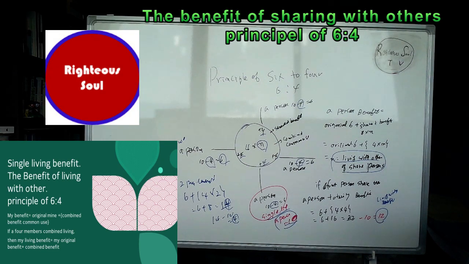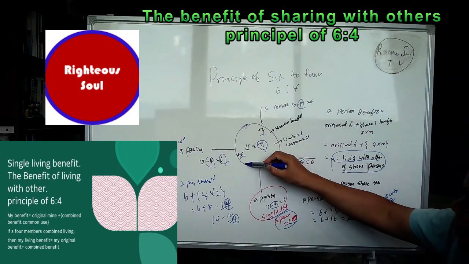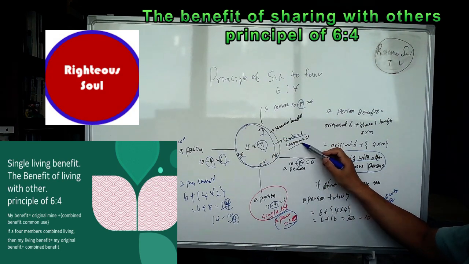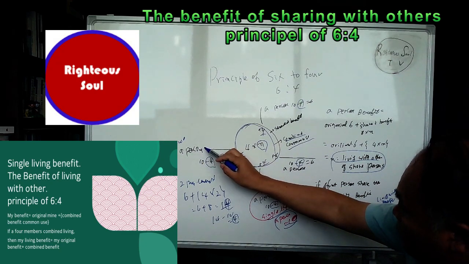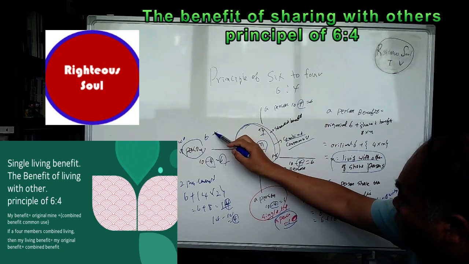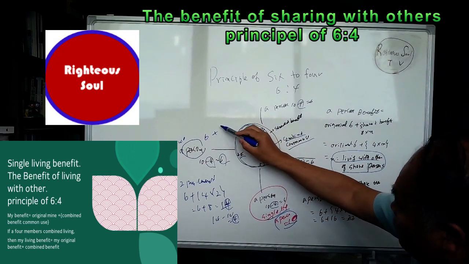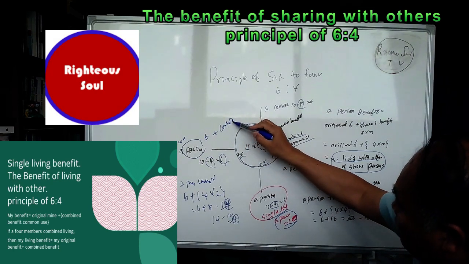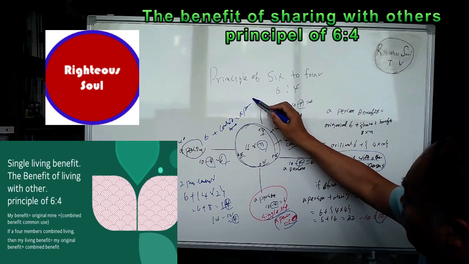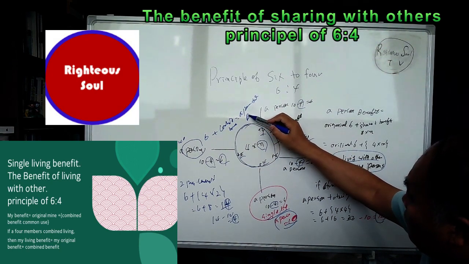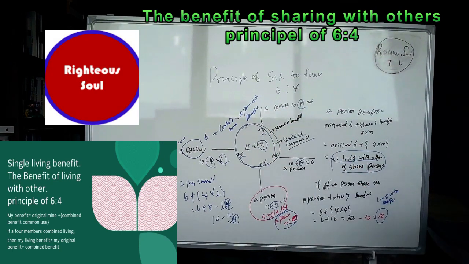But if shared with other living in this place, this common use place, so probably a person has 6 plus here is combined benefit, a person's total benefit. Yes. So if we are living with each other, it must be much better.